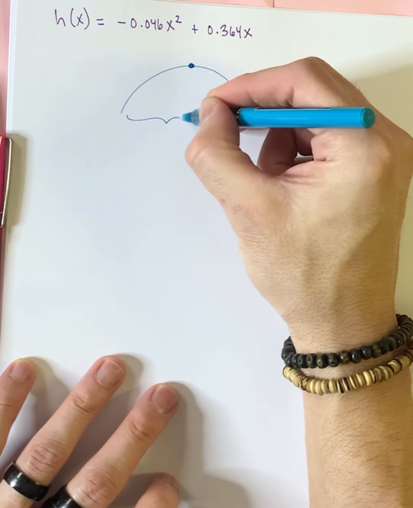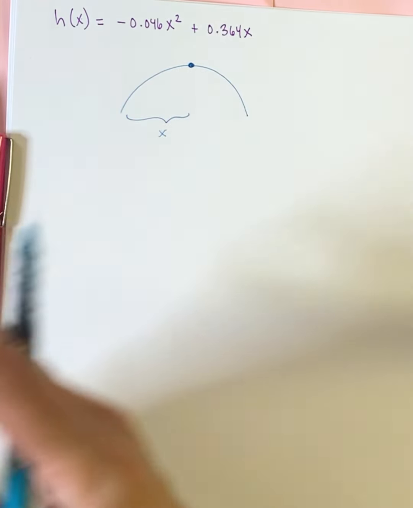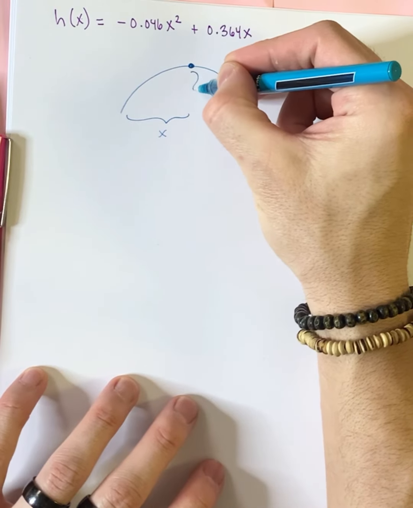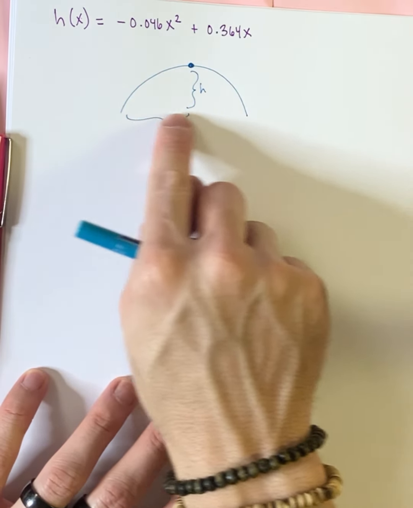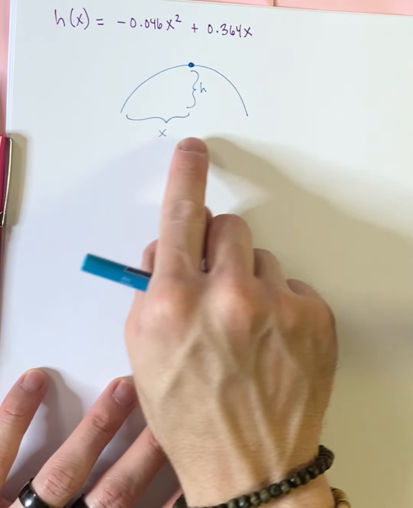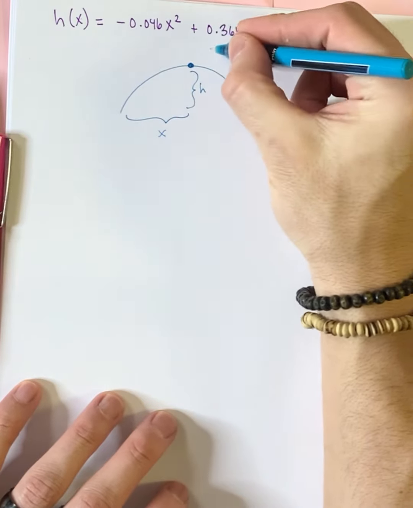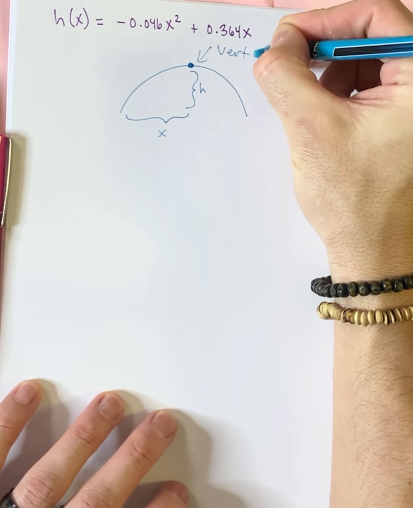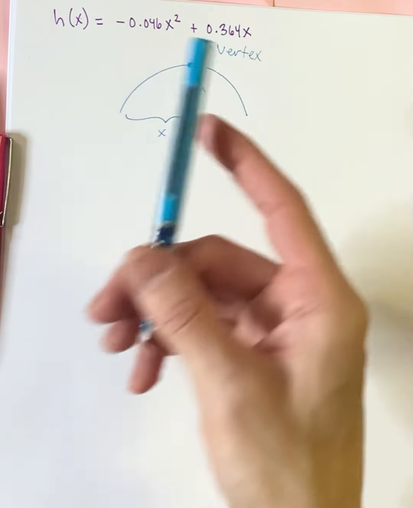Now notice that this x coordinate is when the jumper is at their highest point. So x represents how far away they are from their initial point, and h represents the height off of the ground. Now, this is the vertex, remember that notation, that vocab? The vertex is the highest point, in this case of an upside down parabola.